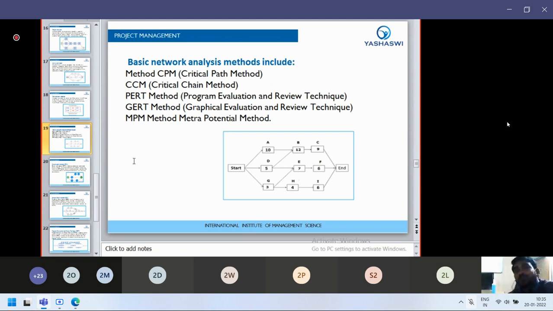Now we will come to our next point, that is CPM, PERT. PERT is the Program Evaluation and Review Technique. MPM is the Metra Potential Method. These are the activities and node diagram of basic network analysis methods.